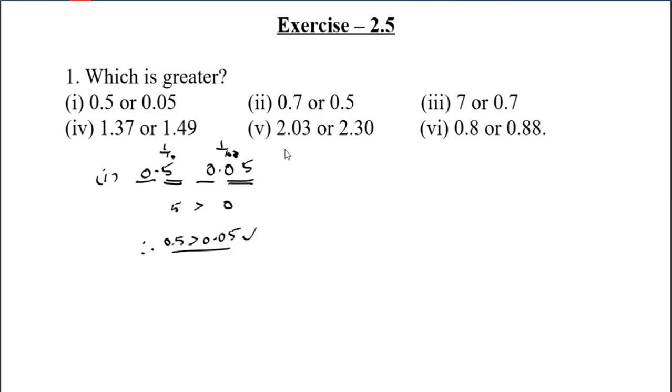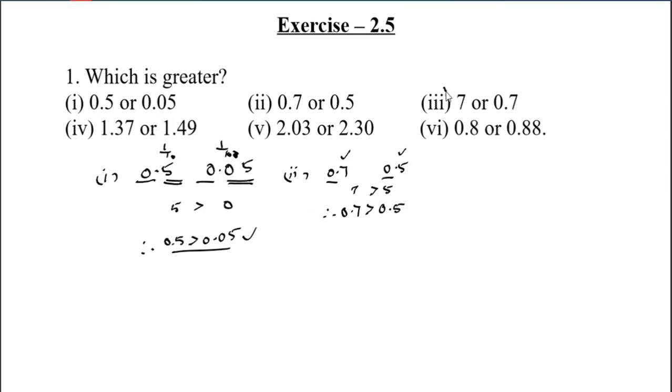So like that we compare. Take the second one, 0.7 and 0.5. Here also we follow the same rule. Compare the digits in the whole part. In the whole part we have the same value, zeros, no value. So compare the digits in the tenths place. Here 7, here 5. So 7 is greater than 5, therefore 0.7 is greater than 0.5. So like that we compare.